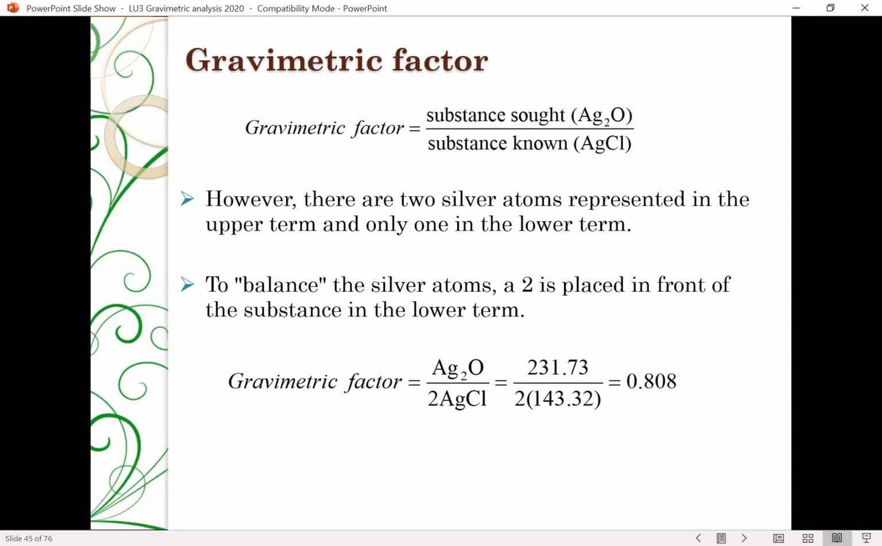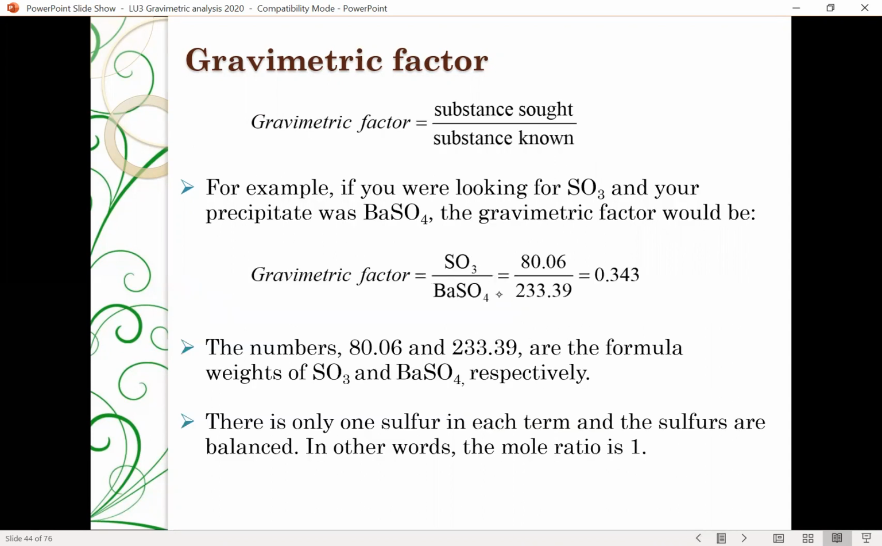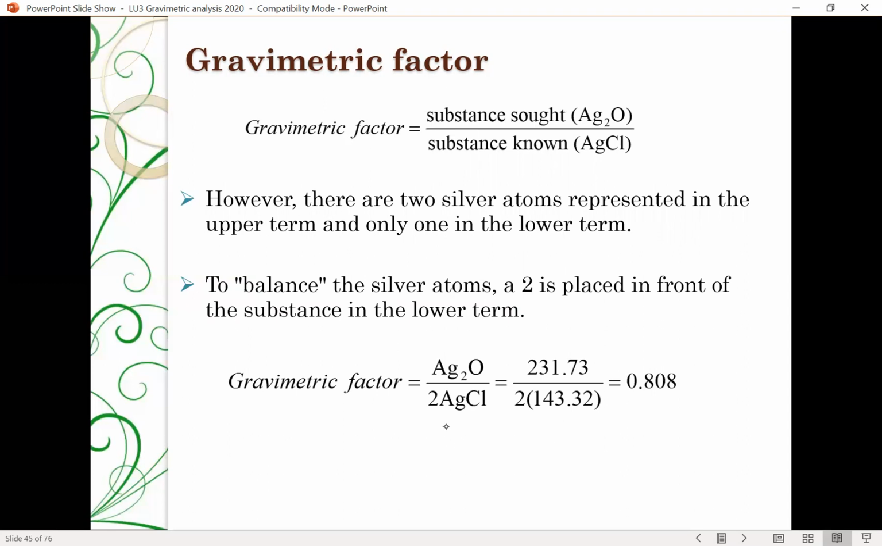So remember, just now we have two types of gravimetric factor calculation. First, if you have the same number of moles between the upper and lower term of your gravimetric factor calculation, and another type is when you have to add a coefficient in front of either the substance sought or the substance known in order to balance the upper and lower term of the gravimetric factor calculation.